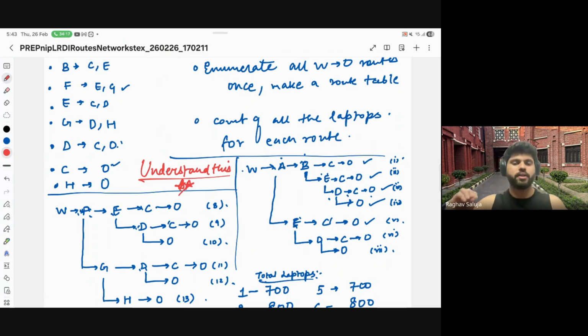This is it for session 2 of routes and networks. In the third session, we are going to solve PYQs of routes and networks, and I'll solve the PYQs and tell you what all we have learned by applying that, only how easily we are able to navigate any routes and networks question. Simple ekdam.